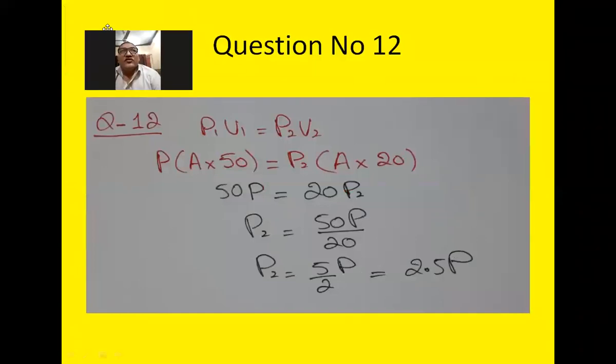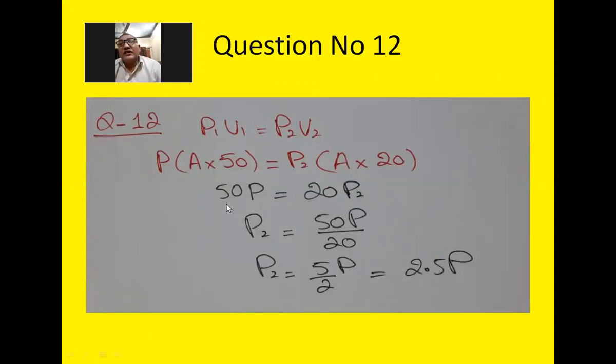Question number 12. P1 V1 equals P2 V2. The P will be cross-sectional area multiplied by 50 equals P2, that will be cross-sectional area multiplied by 20. So area and area will be cancelled. Now you are left with 50 P equals 20 P2.